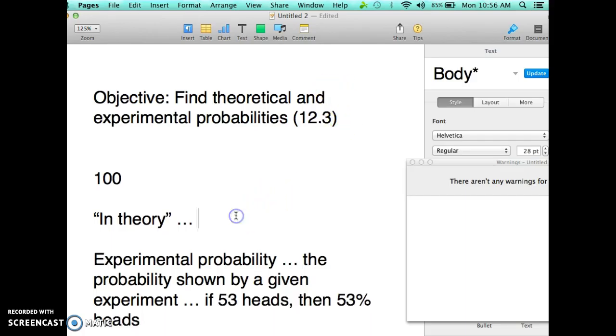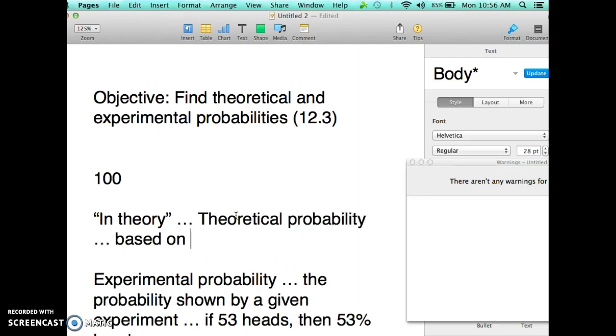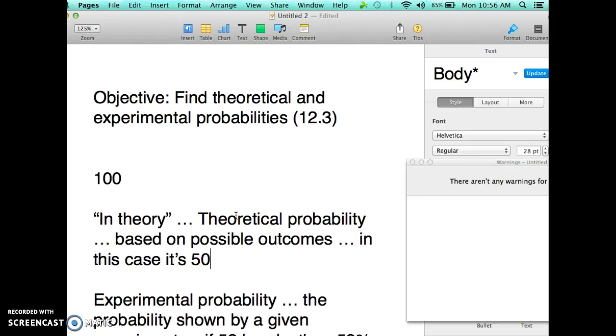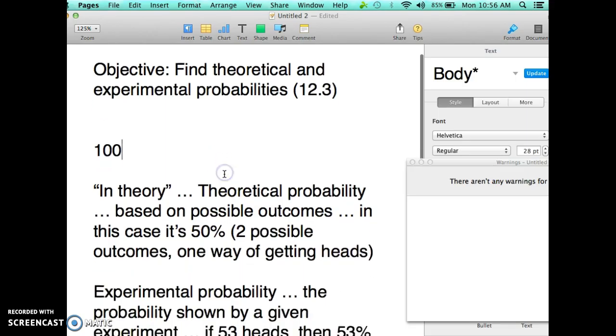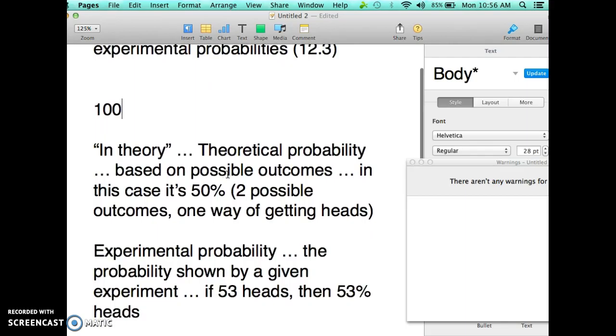In theory, of course, the theoretical probability is based on possible outcomes, and in this case, it's 50%. 2 possible outcomes, 1 way of getting heads, 1 out of 2. So that's theoretical and experimental probability. And that's really all you need to know about it.